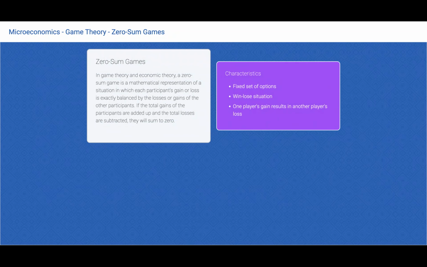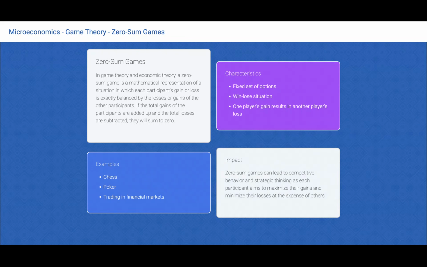In zero-sum games, the concept of a win-win situation does not apply, as one participant's gain is directly offset by another participant's loss. Alright, let's advance to the next slide.